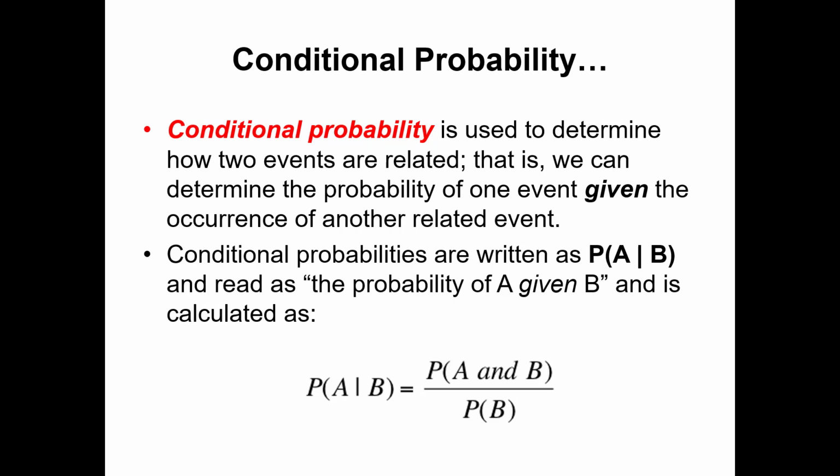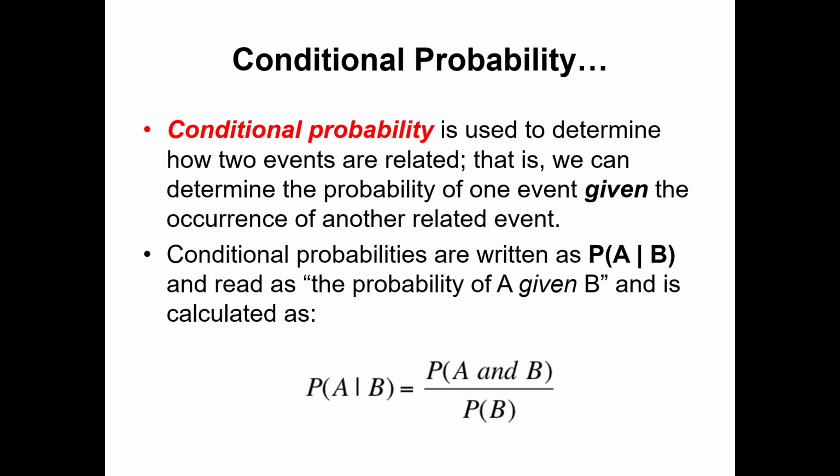Conditional probability is basically used to determine how two events are related. That is, we can determine the probability of one event given the occurrence of another related event. So it means something will be known to you in advance. Then, using the information of the given thing, you will be able to calculate the probability of the event which they ask from you.